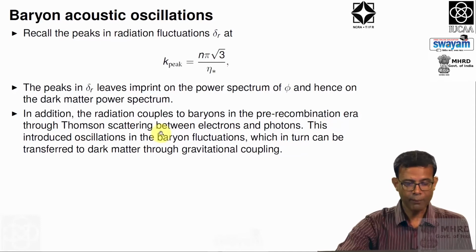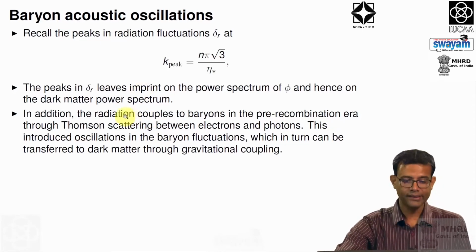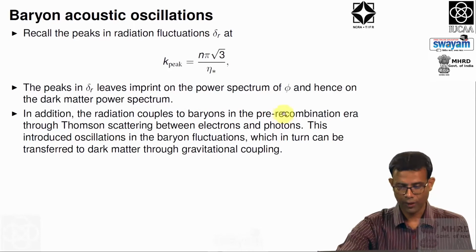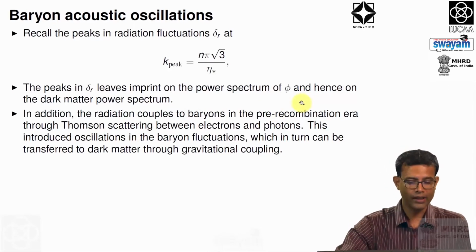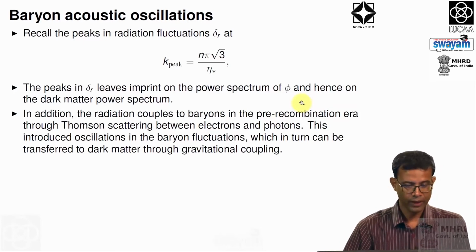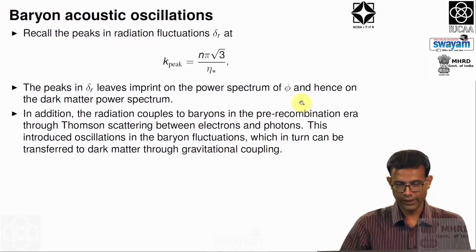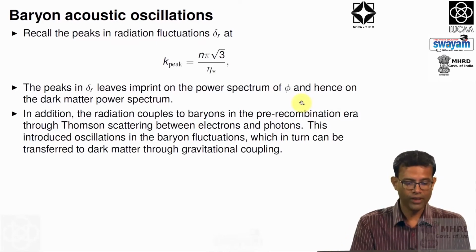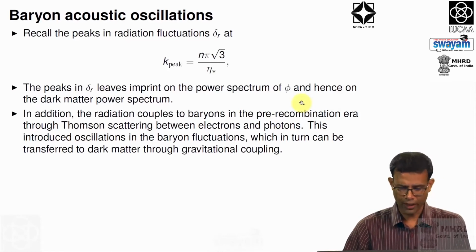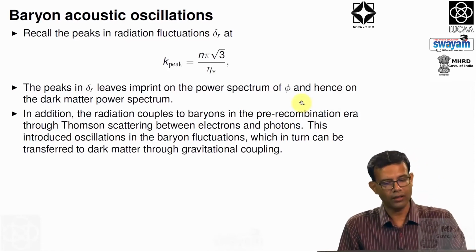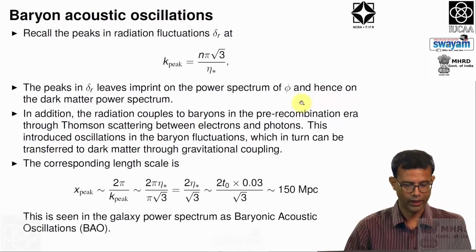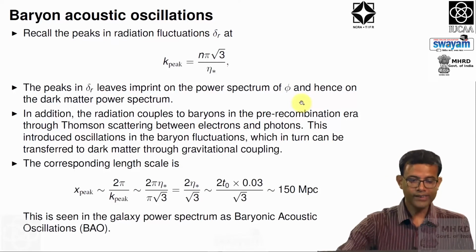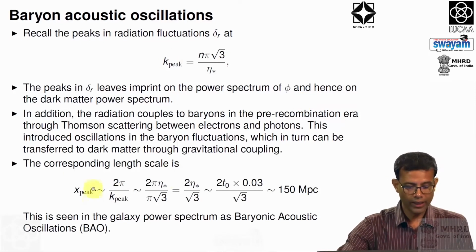On top of that, the radiation couples to baryons in the pre-recombination era, when the electrons and photons were scattering off each other through Thomson scattering. This introduces oscillations in the baryonic density field, which in turn can be transferred to the dark matter through gravitational coupling. Remember, the dark matter does not couple to the radiation directly, but in an indirect way.